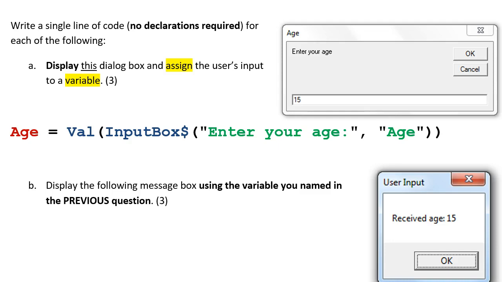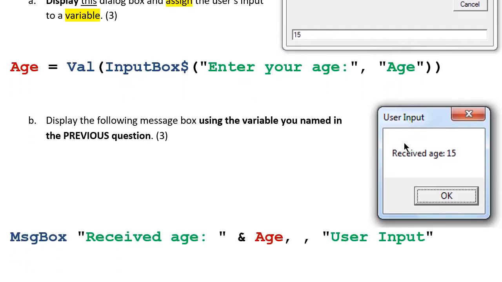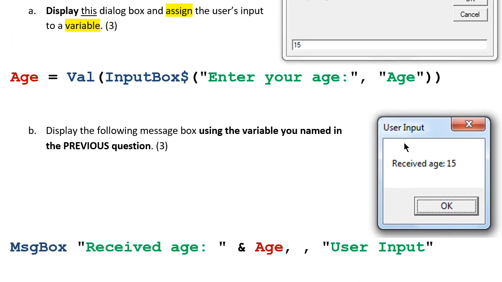So in the first case, you're asked to create an input box which has age as the title, enter your age as the prompt, and this is how you would go about doing it. You would choose a variable name, age is a good one. You would assign the value of the input box to that variable, and your prompt is enter your age, and the title is age. Now, you take that input and then you display it in a message box.